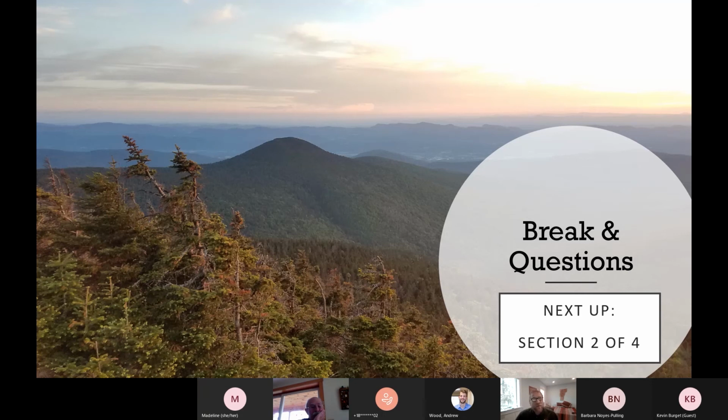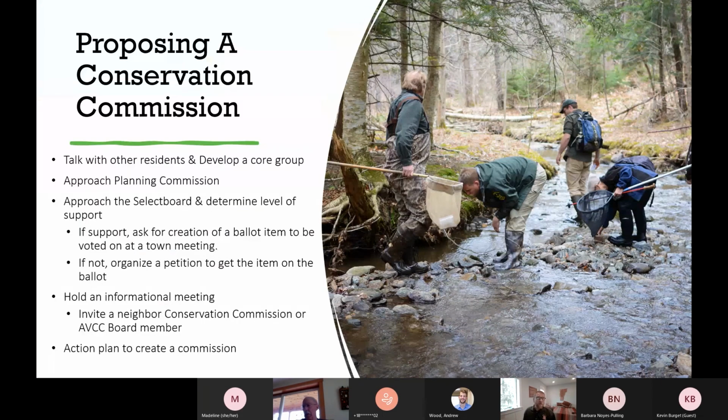Okay, so that first section was what is a Conservation Commission, and now we're going to move into how to start a Conservation Commission. So in terms of proposing one, I'd say the first idea is to get a core group together and talk with other residents, figure out who's interested, get a group of people together that want to advise on these sorts of issues. Then approach the Planning Commission and see what their level of interest is. Would this be helpful to the Planning Commission to have another municipal commission that might advise on natural resource issues? And so you would start by taking their temperature.